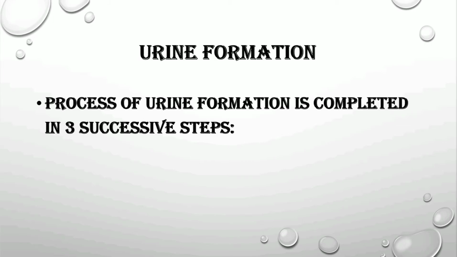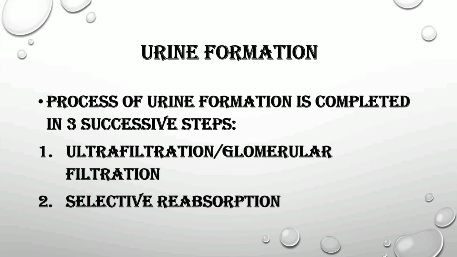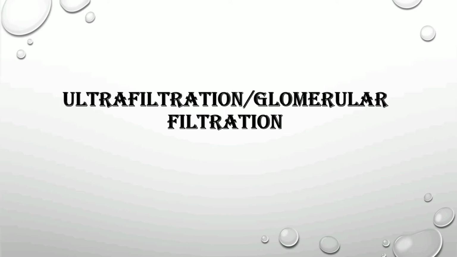Today we'll start with urine formation. The process of urine formation is completed in 3 steps. First one is ultrafiltration or glomerular filtration. Second step is selective reabsorption. And third step is tubular secretion or augmentation. So let's start with the first step of urine formation, that is ultrafiltration or glomerular filtration.